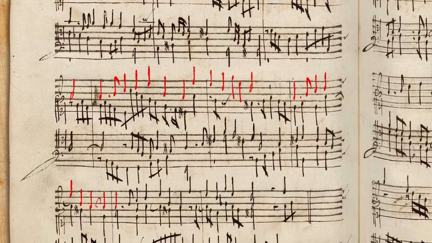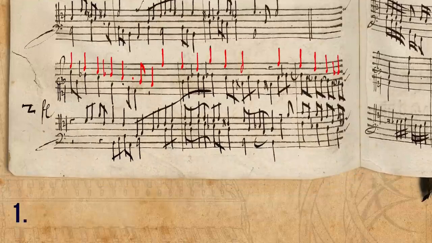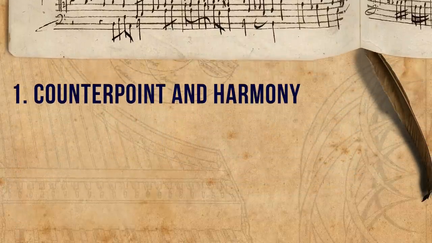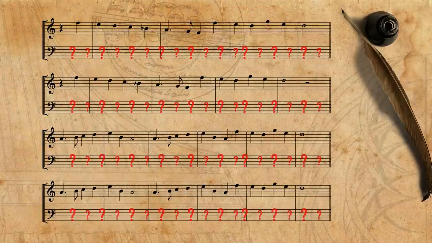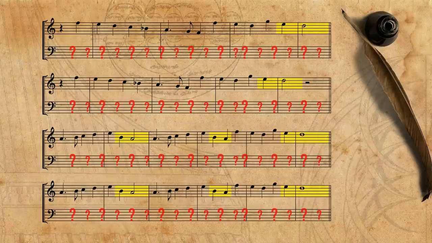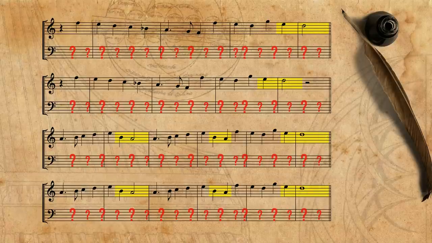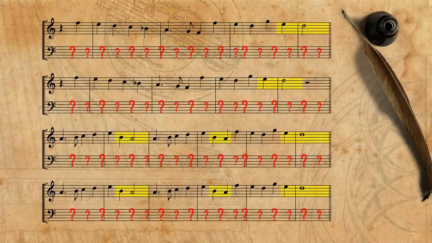Let's examine the different factors Sweelinck played with in his piece. 1. Counterpoint and harmony. Since only the melody is given, the other voices can vary and create different harmonies at every round. Even the obvious cadential points are treated differently every time, either by means of slightly different cadences or even by avoiding real cadences.